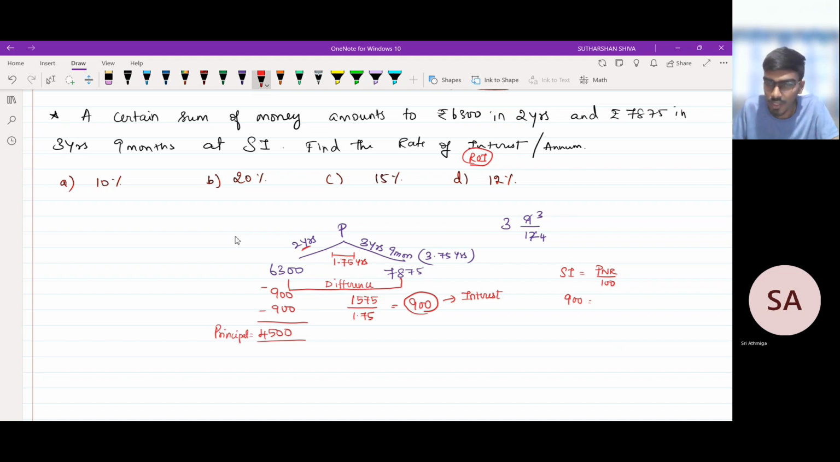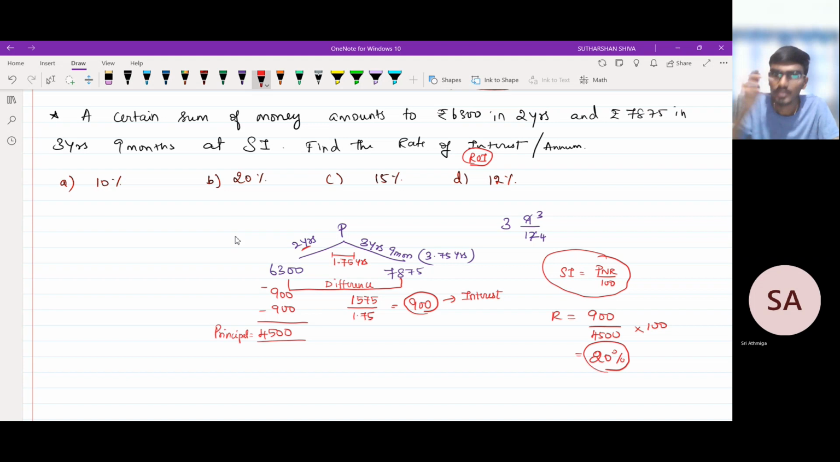So from this formula, you can derive what they are asking. Rate of interest is equal to interest divided by 4,500 into 100. What is the value? How many percent? 20%.